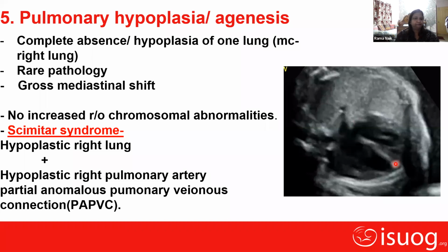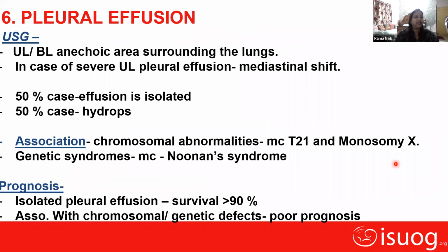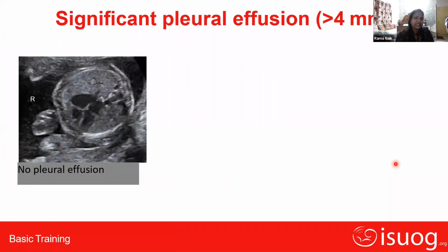The next part is pleural effusion. In pleural effusion, there will be an anechoic area around the lungs, and in case of severe pleural effusion, there is mediastinal shifting. 50% of cases are isolated, and 50% can have hydrops. So you need to evaluate the case, and a complete anomaly scan, fetal echo, and chromosomal study have to be done. So these are the scan pictures.